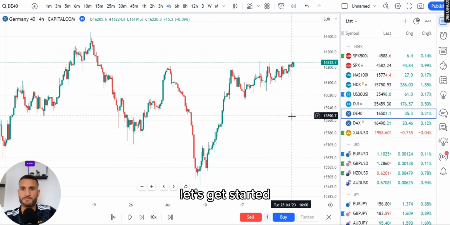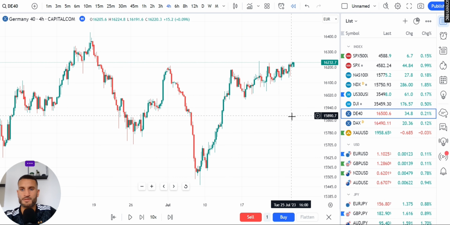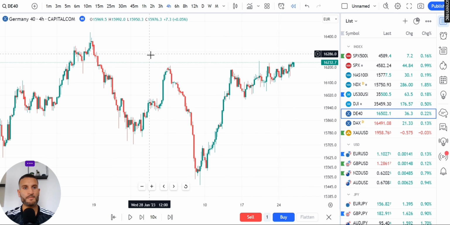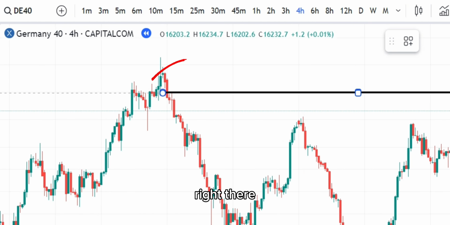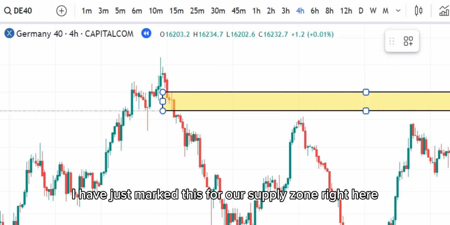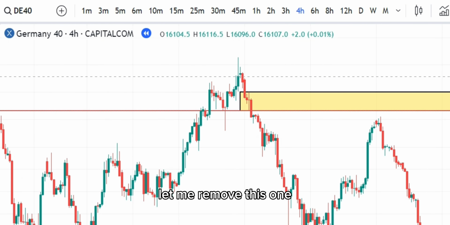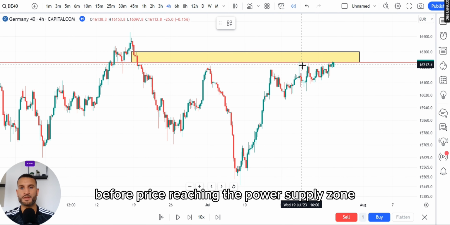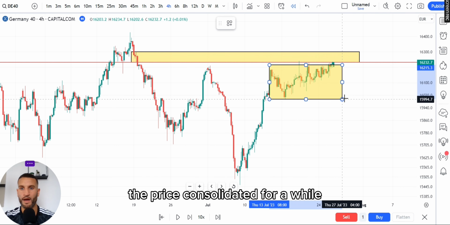So let's get started. The first trade I wanna show you an example of was the Germany index, and we already have it on the chart. I identified a beautiful 4-hour supply zone right there. As you can see, I have just marked this 4-hour supply zone right here. And what I also identified is that before price reached the 4-hour supply zone, the price consolidated for a while.